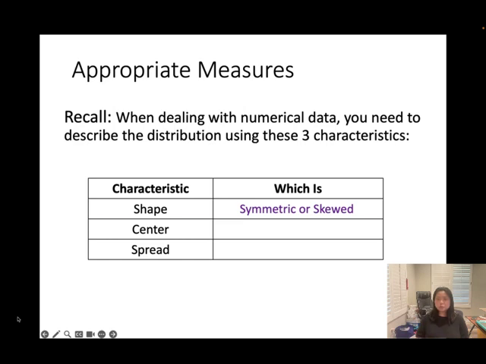Center, we could use the mean or the median to find the center. Okay, you should be able to find the mean and the median using the formula and the calculator. How about the spread of the data? We can use standard deviation or IQR, interquartile range, to find how spread out the data is. Okay, right?